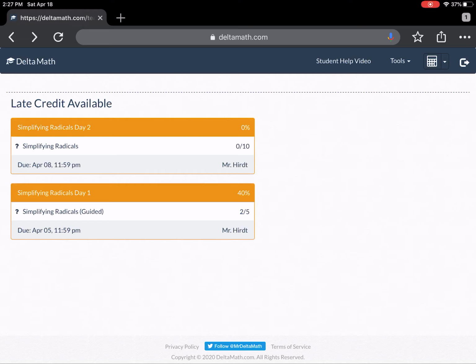You'll see a third assignment when you look at this. That'll be Quadratic Formula Day 1. And again, you're using the skills from this to practice that.